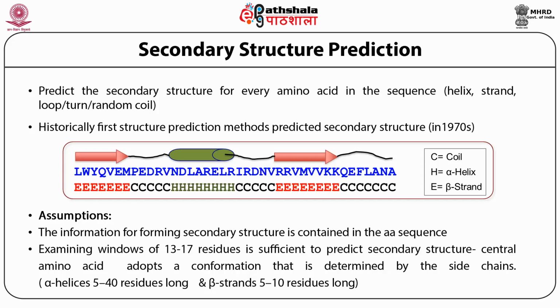The algorithms use different sequence window sizes. For alpha helices, the window is typically 5 to 40 residues long, and for beta strands, the window ranges from 5 to 10 residues in length. Earlier algorithms assumed that each amino acid within the sequence window was not affected by neighboring amino acids, but later methods accounted for the influence of such neighboring amino acids and the possibility of more distant interactions in their methodology.